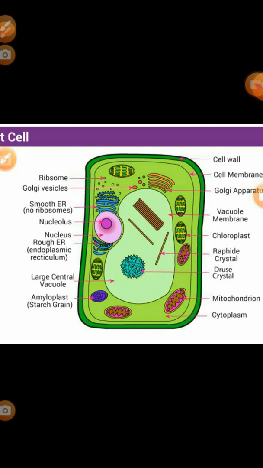Now there is another feature, chloroplast. It contains the green pigment called chlorophyll, and chlorophyll is used by plants in photosynthesis. Now this is the structure of a plant cell.